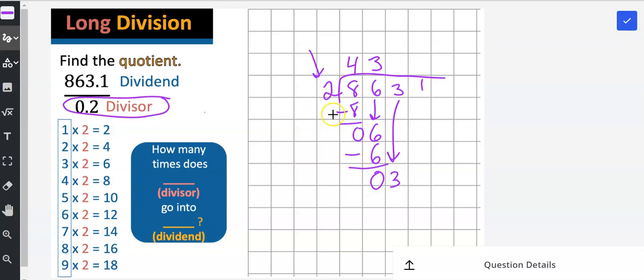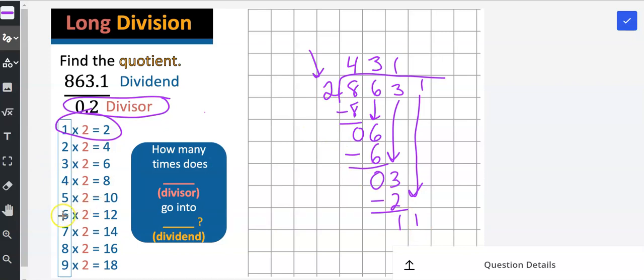So how many 2's go into 3? Well, 2 times 2 is 4. That's too much. 4 is greater than 3. So I'm going to need to use 1 2. 1 times 2, mommy multiply, is 2. Sister subtract, we get 1. Brother bring down, we get 11. And then we're back to Dad has a question. How many times does 2 go into 11?